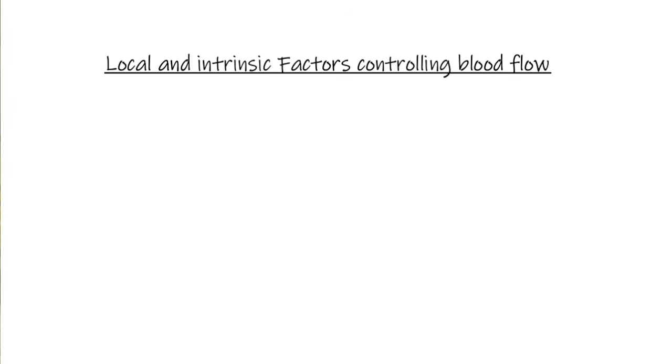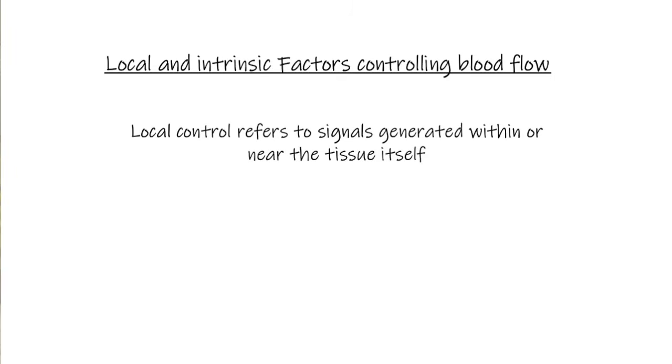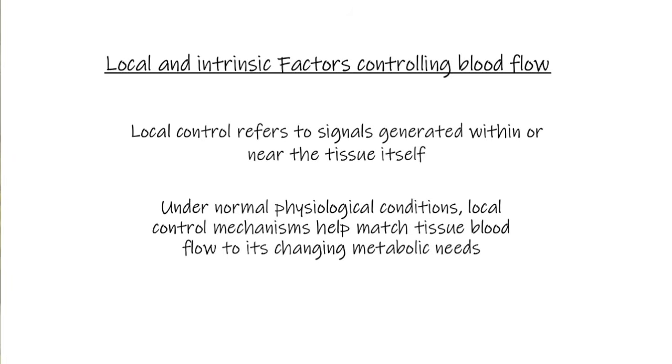Let's now contrast extrinsic control with local controls. Local control refers to signals generated within or near the tissue itself. These mechanisms allow a tissue to adjust vascular resistance, thereby adjusting blood flow according to its current needs. Under normal physiological conditions, the local control mechanisms help match tissue blood flow to the changing metabolic needs.